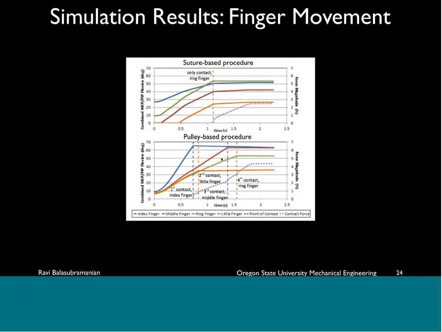But what we notice is that each finger is able to establish full contact with the object, and so you end up with 4 contacts between the object and the hand, which is really what you want.